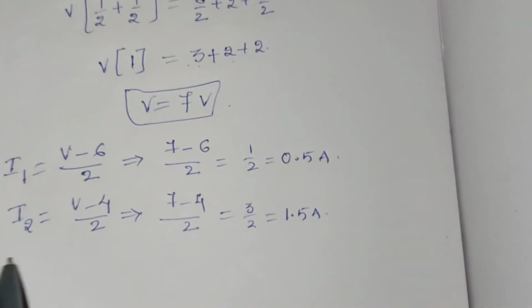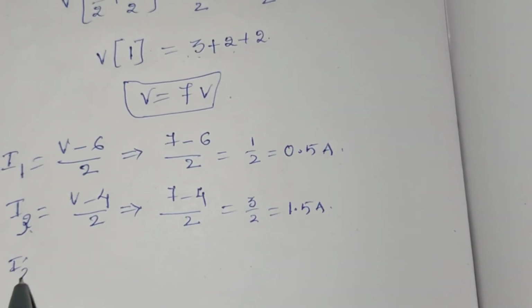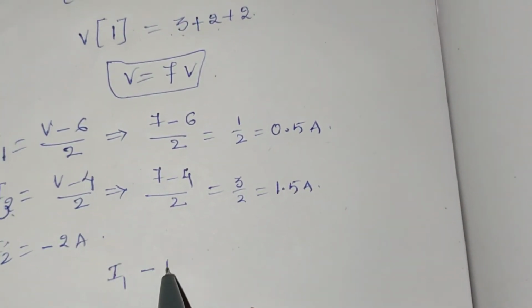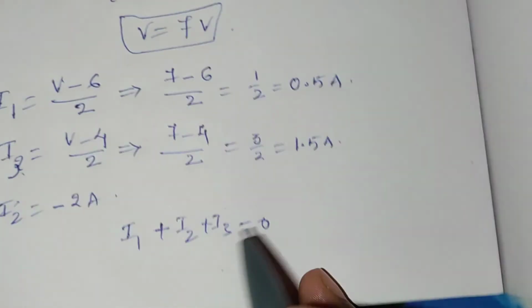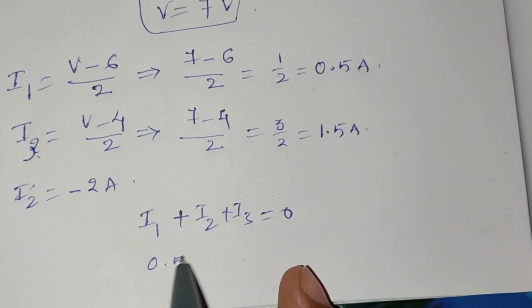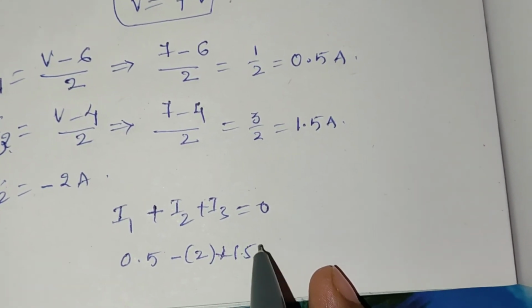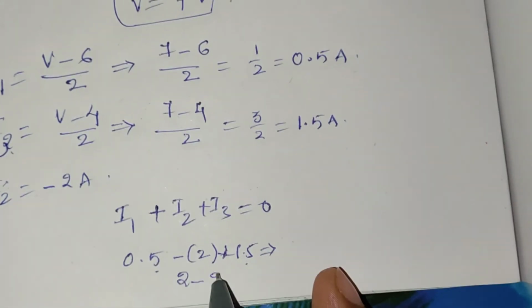Okay, and we know that this is I3, right? This is I3. So we know that I2 equal to minus 2 amperes. That means I1 plus I2 plus I3 equal to 0. So let us verify this. I1 is 0.5 and I2 is minus 2 amperes plus I3 is 1.5. This must be equal to 0. You can see this 1.5 plus 0.5 is 2, minus 2 equal to 0.